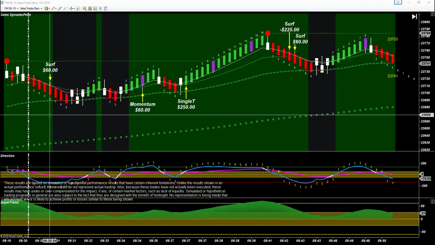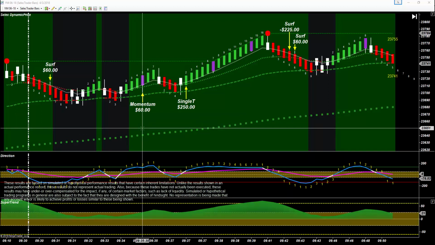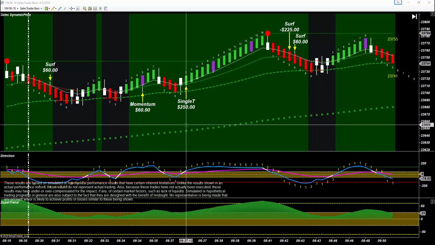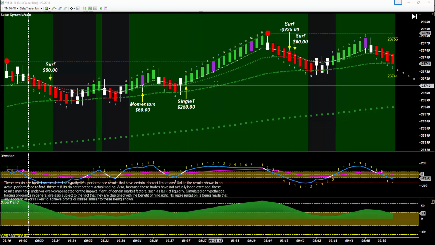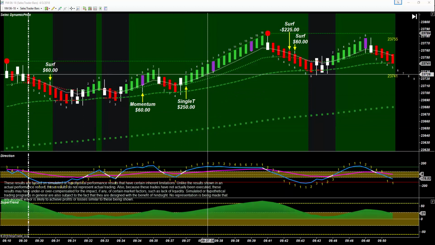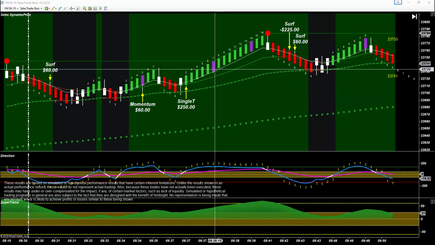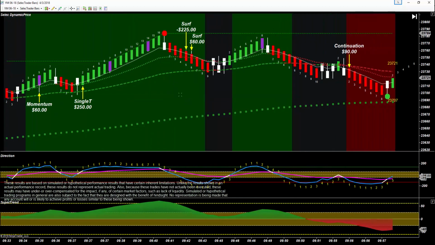First, we have a surf short right after the opening bell for a quick profit target. Then we have a momentum long for a quick profit target. Then we have a single T long at 9.37. We do ride over this tail on bar 7 as we're trailing at the low of bar 6 here. Then we adjust to the low of bar 7 and then widen to the red DPI price, catching the rest of the run. Then we have back-to-back surfs.